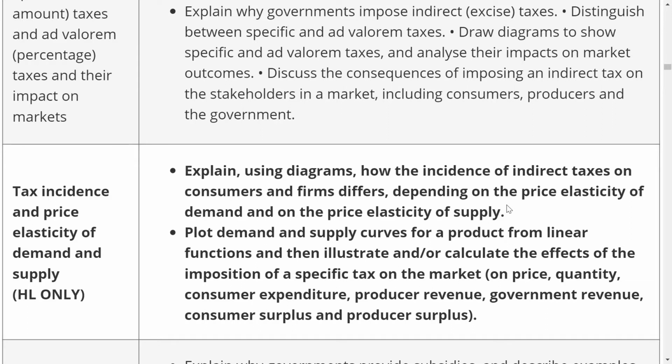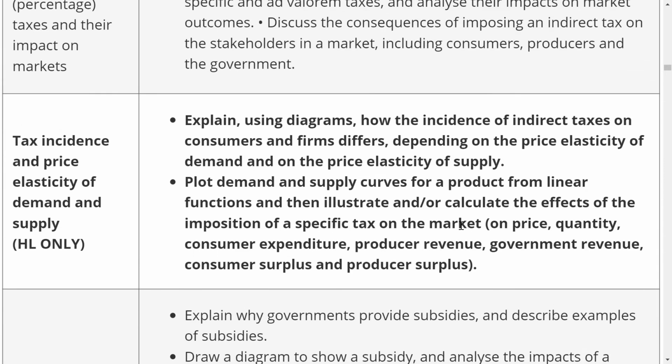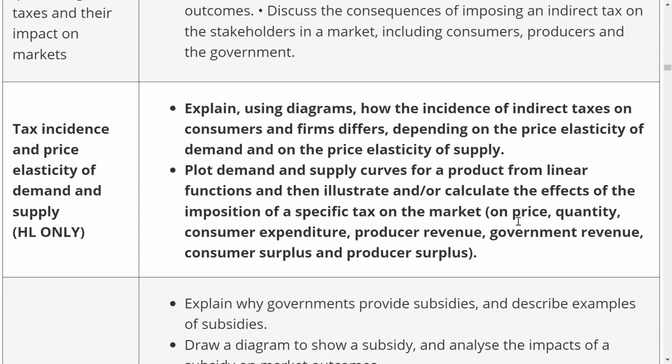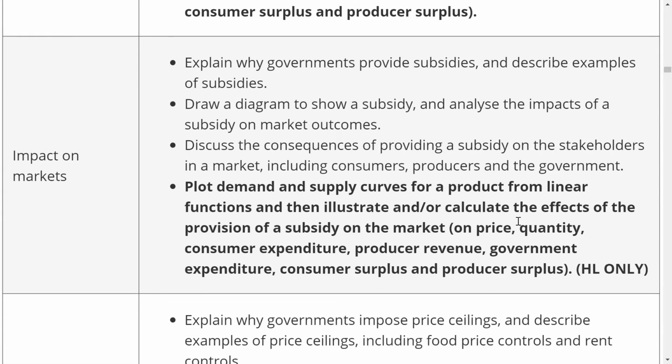For IB HL students only, you also have to be able to talk about the importance of PED, as well as other elasticities. You have to be able to talk about the correlation between elasticities and the taxation levy. Okay, that's not too hard. You also have to be able to use graphs and diagrams. It shouldn't be that hard because governments look at the PED of a good, and if the PED is relatively inelastic, governments would opt to actually impose taxes on it in order to maximize profits and not harm producers as much.